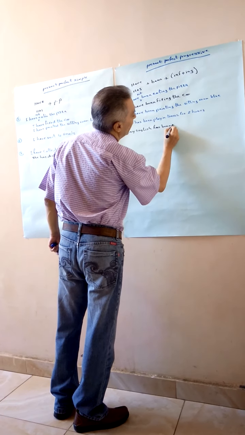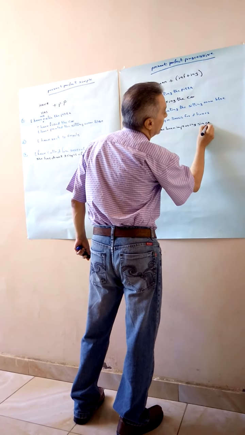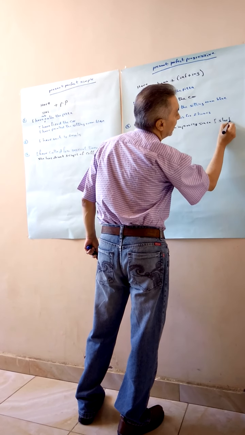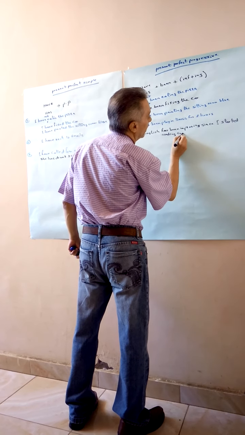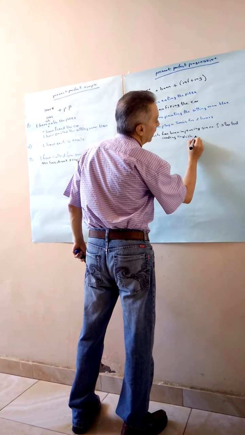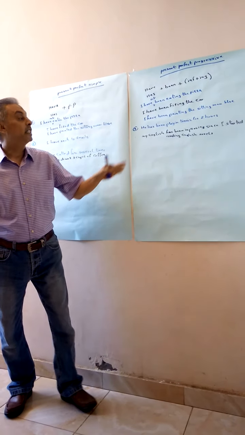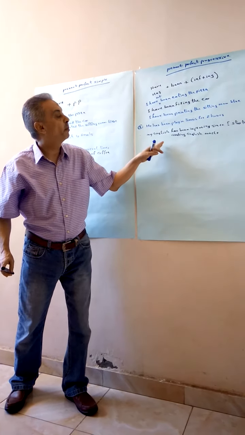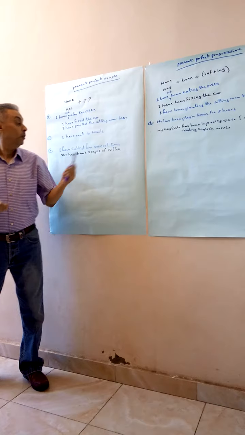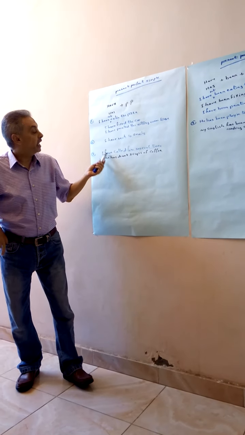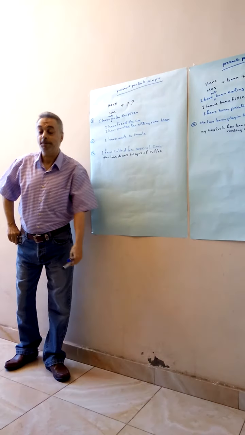Has been improving since I started reading English novels. So here it emphasizes something happening over a period of time since I started reading. Whereas here it's used to tell how often or how many times an action is completed.